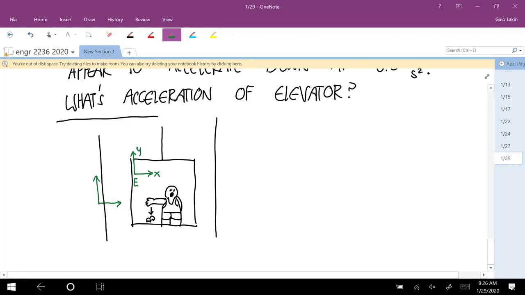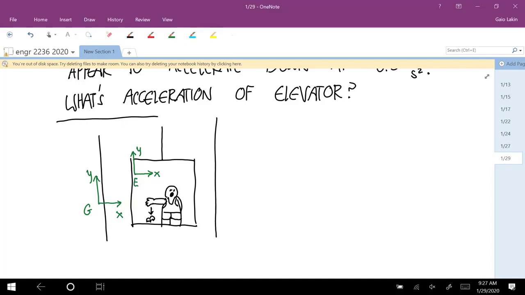That thing's supposed to be a key. And so there's this second coordinate system that I'm going to call G for ground. It has its axes in the same directions as the coordinate system on the elevator.